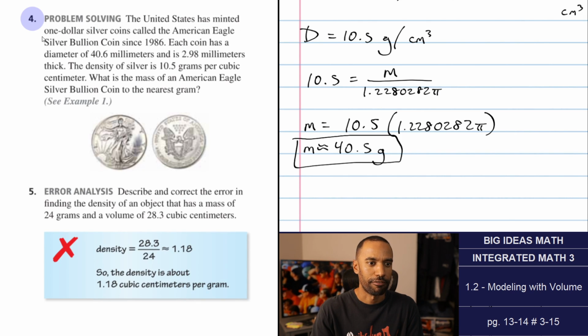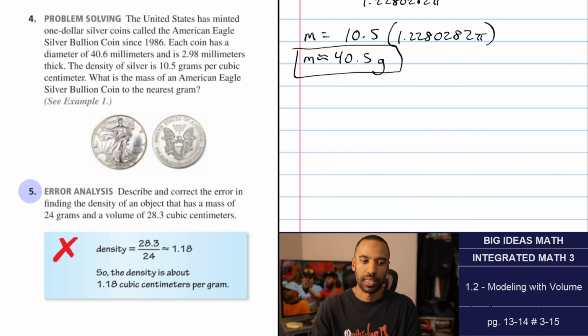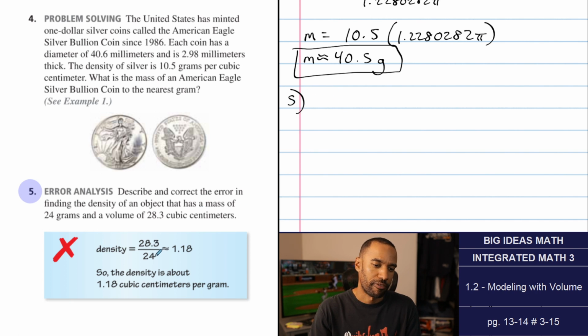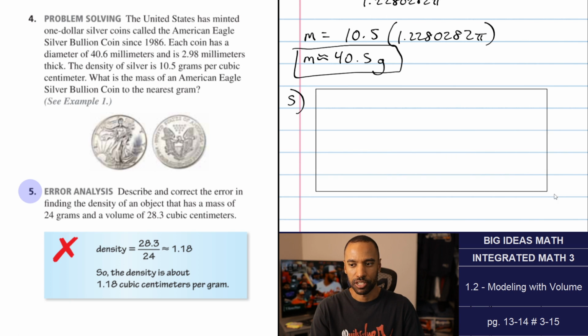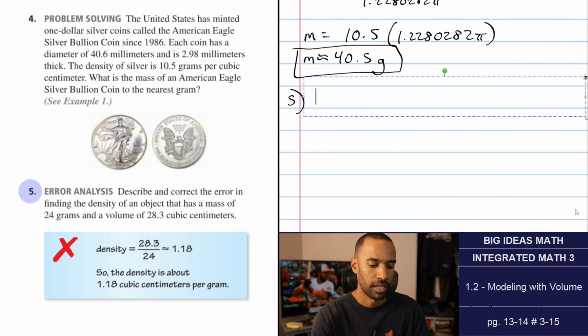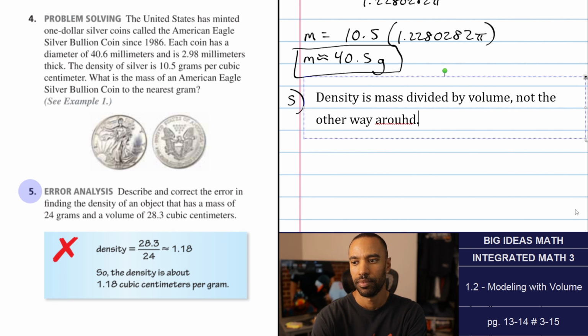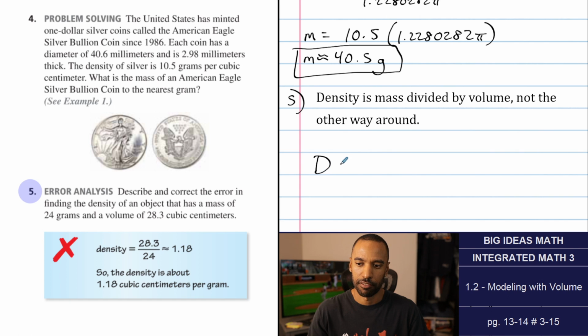Let's take a look at number 5. Error analysis. Describe and correct the error in finding the density of an object that has a mass of 24 grams and a volume of 28.3 cubic centimeters. So they did volume over mass. That gives cubic centimeters per gram, and we need grams per cubic centimeter. It's not officially density. Density is mass divided by volume, not the other way around.